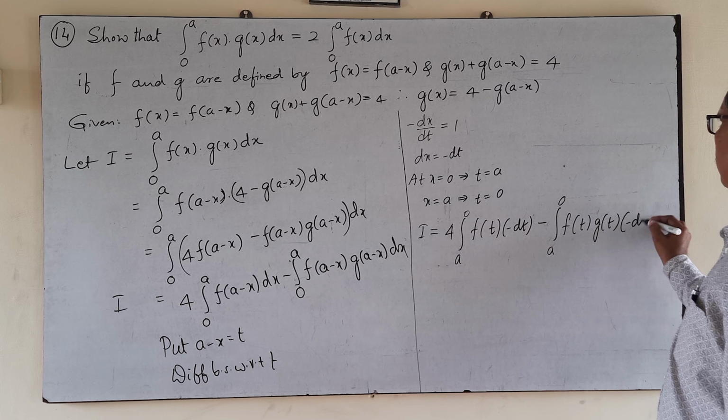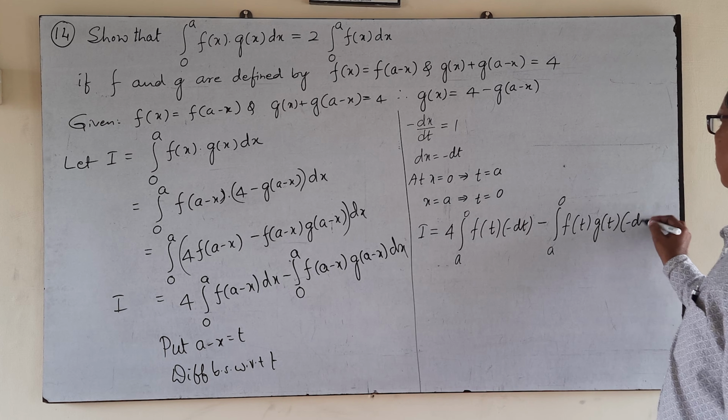Right? So I is equal to 4 into integral from 0 to a. Property number 3: integral from a to b of f of x dx is equal to the same limits a to b of f of t dt, of another variable. t is a parameter, so instead of t we can write f of x dx by using property number 3. We can write integral from 0 to a of f of x g of x into dx. Right?